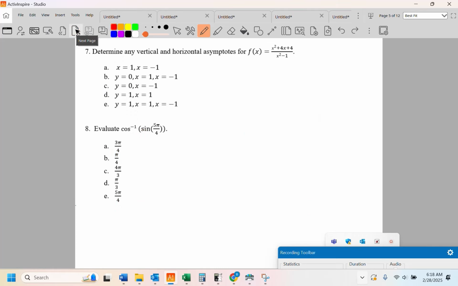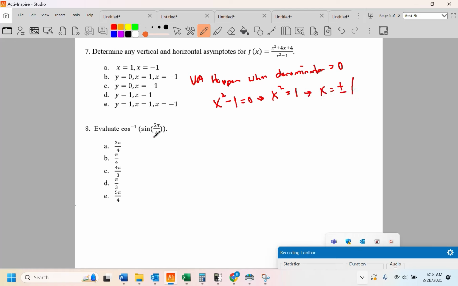7, determine any vertical and horizontal asymptotes for f of x equals blah, blah, blah. Your vertical asymptotes happen when the denominator equals 0. So x squared minus 1 is a nothing, x squared is a 1, x is plus or minus 1. So, choice A. Well, sorry, it also wants horizontals, doesn't it? Choice A has the verticals, all right, but the horizontal asymptotes.